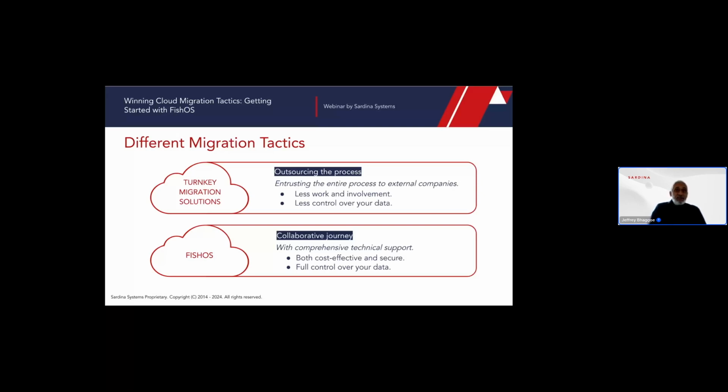At Sardina Systems, we are presenting a different approach. We offer a collaborative journey with comprehensive technical support. This means you retain control over your data, ensuring both cost effectiveness and security. The data is yours, and we are here to support you with every step during this process.